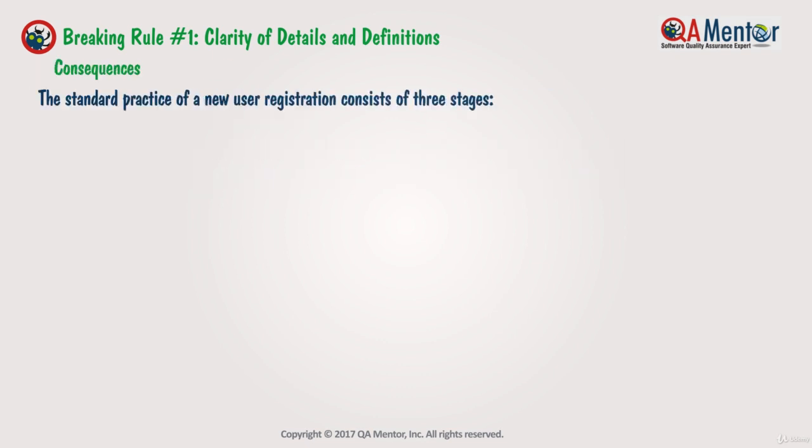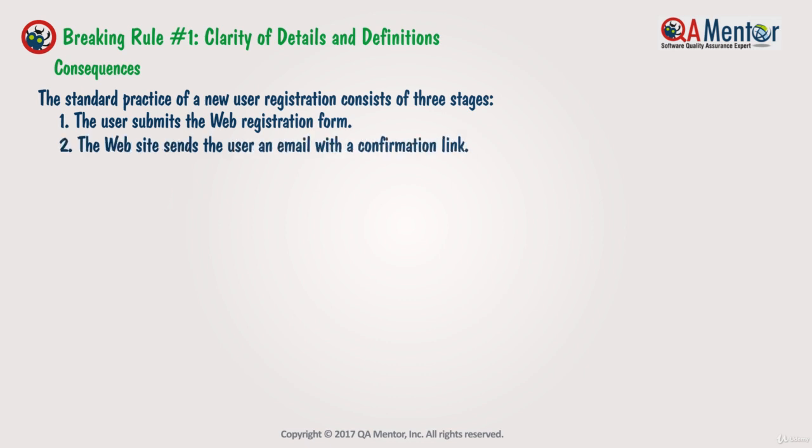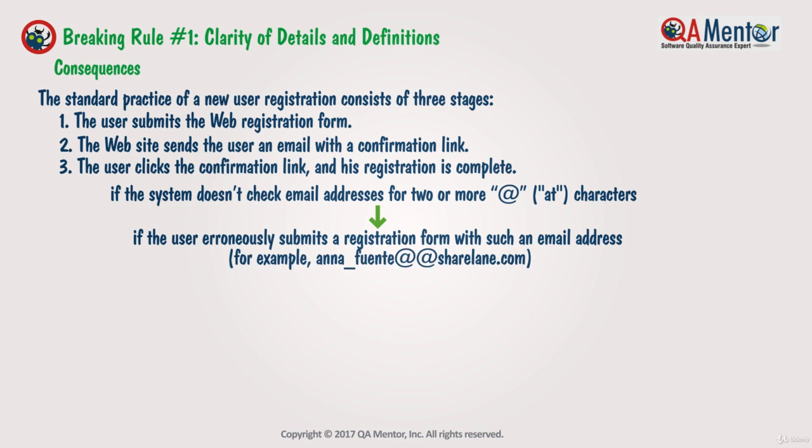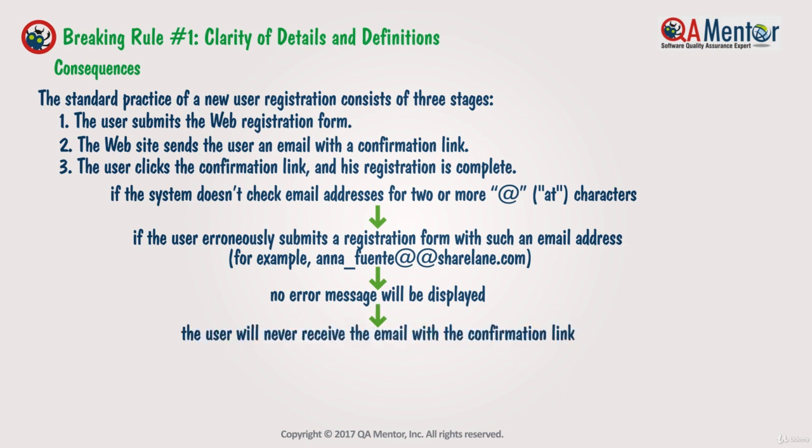Consequences. The standard practice of a new user registration consists of 3 stages. 1. The user submits the web registration form. 2. The website sends the user an email with a confirmation link. 3. The user clicks the confirmation link and his registration is complete. So, if the system doesn't check email addresses for 2 or more @ characters, then if the user erroneously submits a registration form with such an email address, for example, Anna_Fuente@@sharelane.com, no error message will be displayed and the user will never receive the email with the confirmation link.